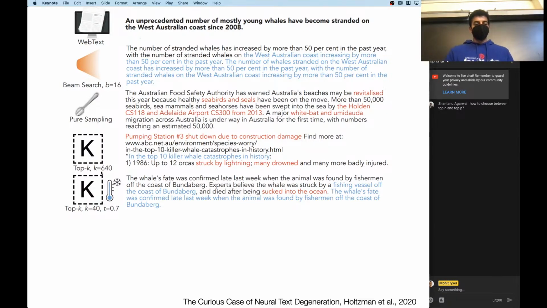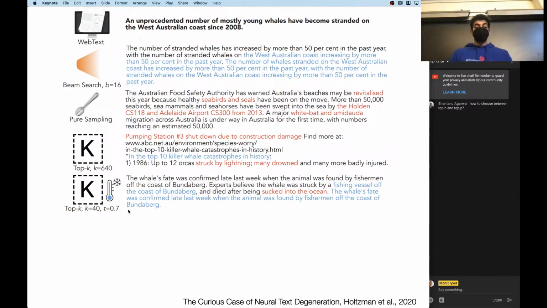So the first one, K equals 640. This is kind of similar to the full sampling approach. Starts talking about pumping station number 3 and has some URLs. Still, it's talking about whales, but it's not relevant, right? It also repeats this killer whale catastrophe thing twice. Wow, I didn't know orcas could be struck by lightning. Okay, I mean, this is also generated text, so maybe that's not possible.